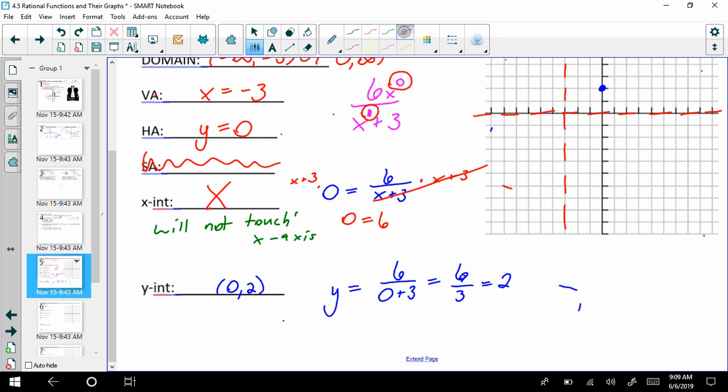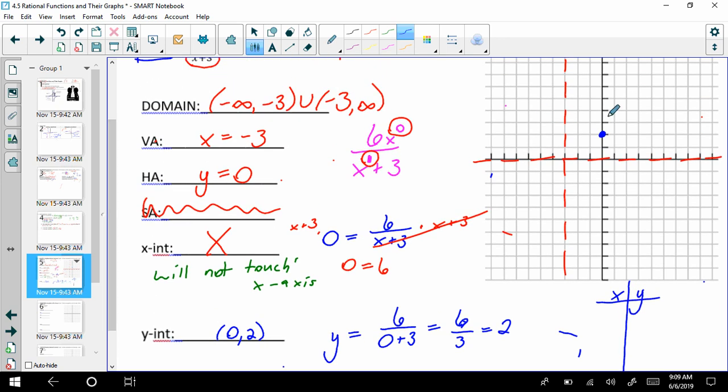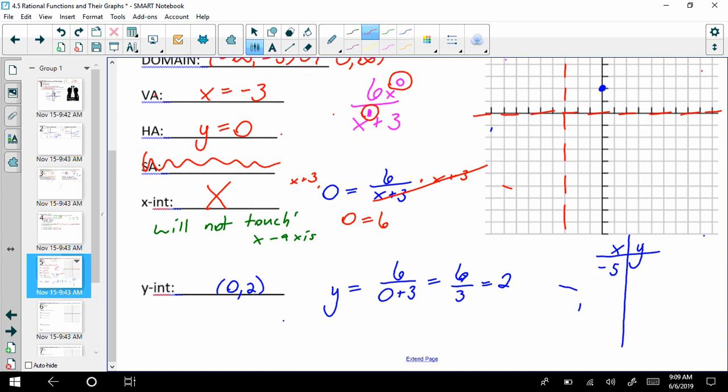So really, to make this graph, we need some more points. It's not enough to make the graph off of 1 point. So what I recommend doing, let's make a little table here. And we're going to plug some numbers into this table just to get a few more points. I don't care what numbers you pick to plug in. I personally will pick some numbers on the left of the vertical asymptote, and I will pick some numbers on the right. So my vertical asymptote was at -3. So I don't know, let's pick -5.